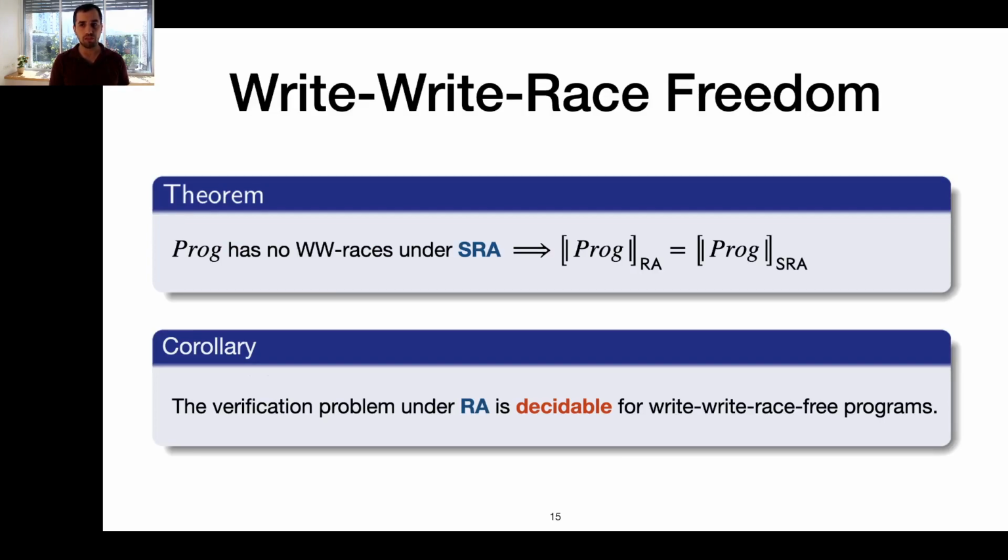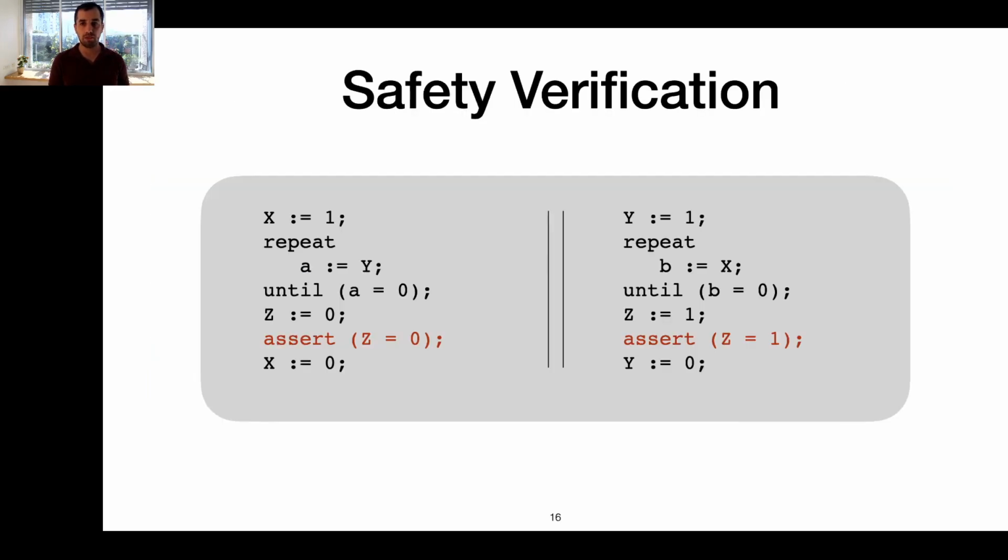We showed in the paper that for programs without write-write races, namely without concurrent writes to the same variable, SRA and RA coincide. As a corollary, we obtain the decidability of verification under C11's RA model for programs that are write-write race free, and most useful programs satisfy this condition. Okay, back to the verification problem for the SRA model.